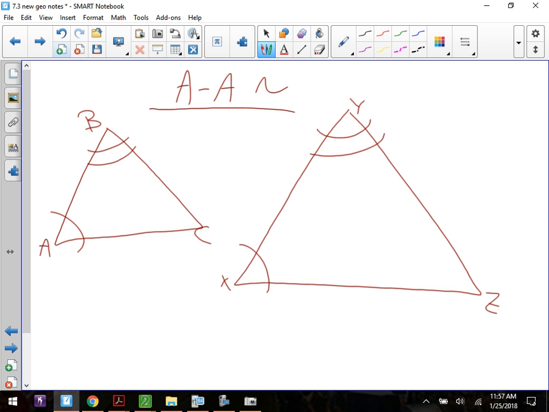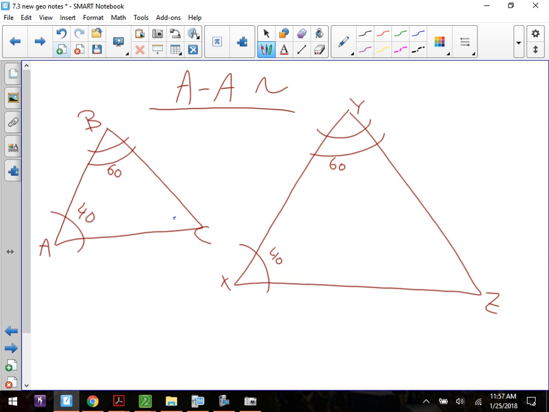If you have two angles that are congruent between two different triangles, the triangles are similar. That quick. Because honestly what happens here is that if, let's say for example, angle A was 40 and angle B was 60, that makes this 40, and that makes this 60.